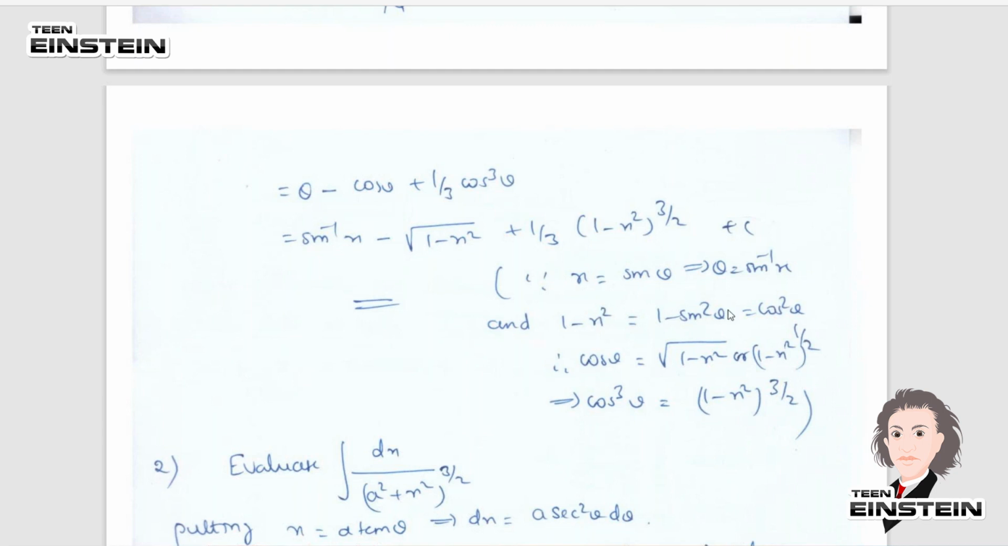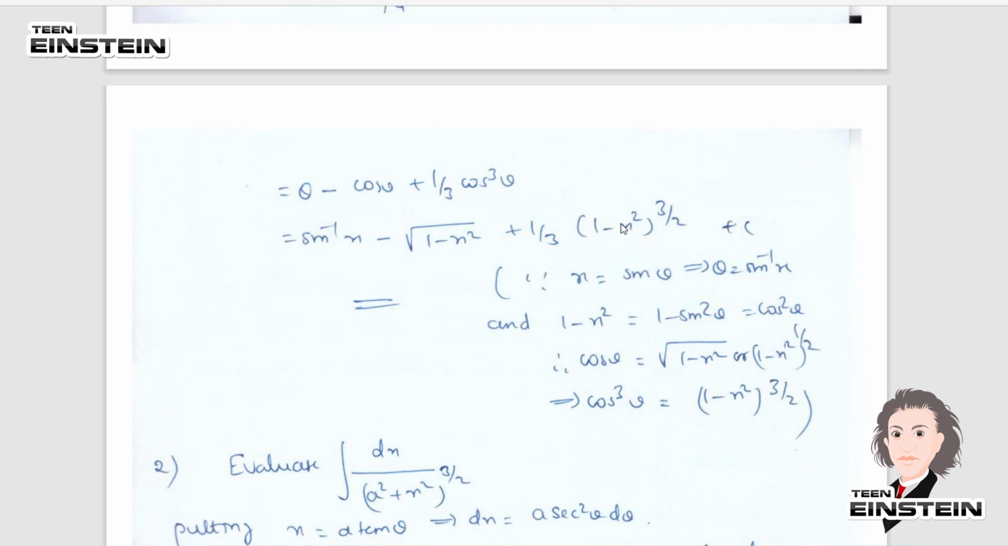Or this can be written as 1 minus x square whole to the power 1 by 2. And I have cos cube theta also in the answer. Since cos theta is this one, for cos cube theta raise the power 3. So you'll be getting 1 minus x square whole to the power 3 by 2. So replace it here. Theta is sine inverse x, cos theta is square root of 1 minus x square, and cos cube theta is 1 minus x square whole to the power 3 by 2. Plus constant of integration c.